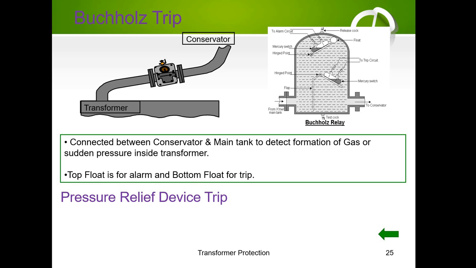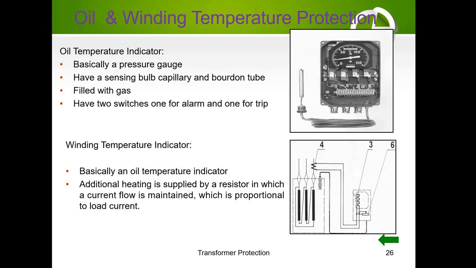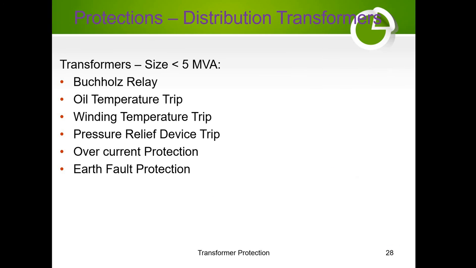for the formation of gas or sudden pressure inside the transformer, and the top float is for alarm and the bottom float for trip. Pressure relief device trip. Oil temperature indicator is basically a pressure gauge with a sensing bulb, capillary and Bourdon tube filled with gas, having two switches, one for alarm and one for trip. Winding temperature indicator is similar to the oil temperature indicator. Additionally, heating is supplied by a resistor in which the current flow is maintained proportional to the load current. For transformer size less than 5 MVA, protection includes Buchholz relay, high temperature trip, winding temperature trip, pressure relief device trip, over current protection and earth fault protection.